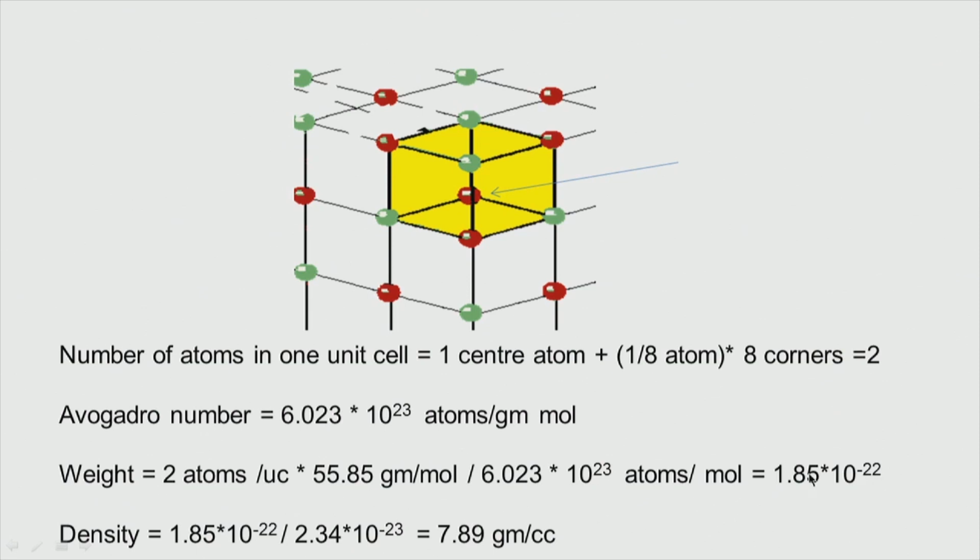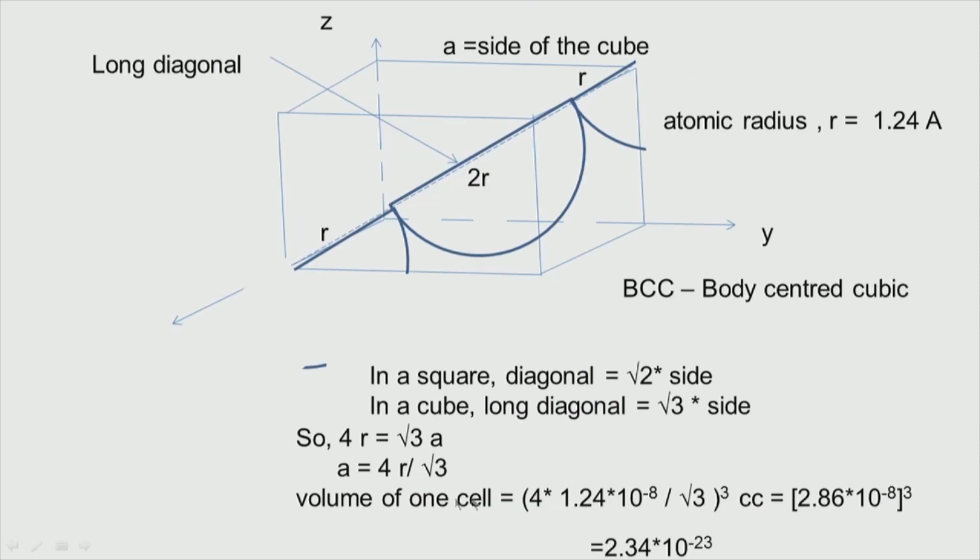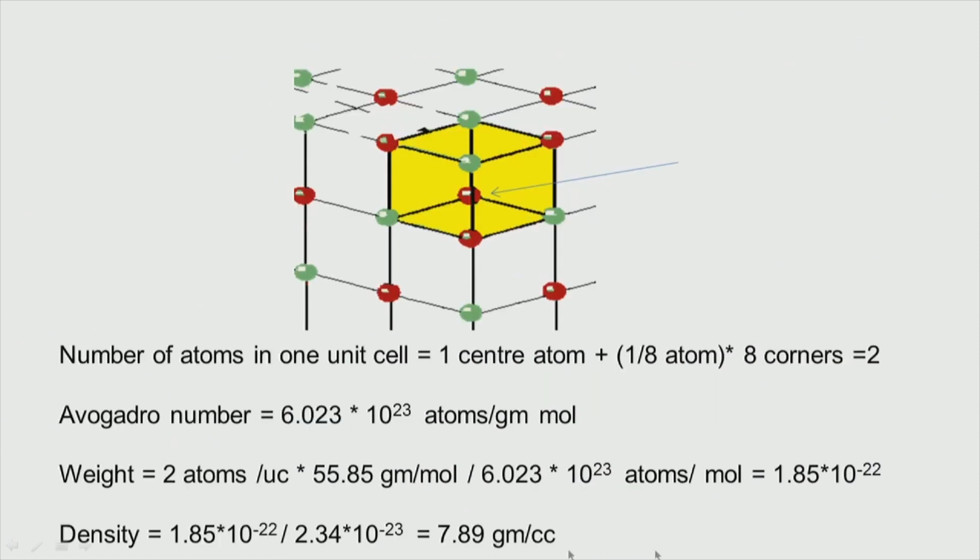So, density is weight by volume. So, 1.85 into 10 power minus 22 and volume is 2.34 into 10 power minus 23, divide. So, we will end up with 7.89 grams per cc, and this sort of matches with the literature value also.